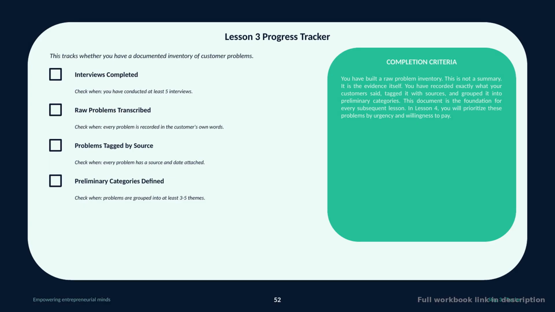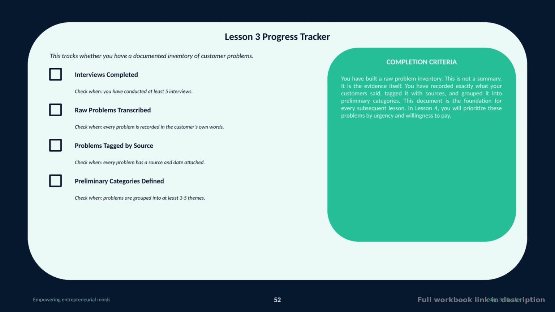Track your progress. Check interviews completed when you have conducted at least 5 interviews. Check raw problems transcribed when every problem is recorded in the customer's own words. Check problems tagged by source when every problem has a source and date. And check preliminary categories defined when problems are grouped into at least 3 to 5 themes.